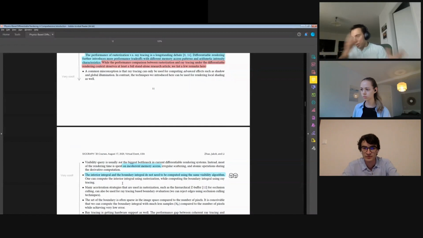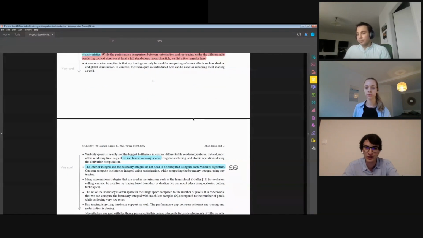So one can compute the interior integral using rasterization while computing the boundary integral using ray tracing. This sounds really interesting. I guess it's kind of a point that differentiable rendering is open-ended in the sense of research. So there are a lot of things that one can do. Absolutely. So I would just like to play into this for a bit more.